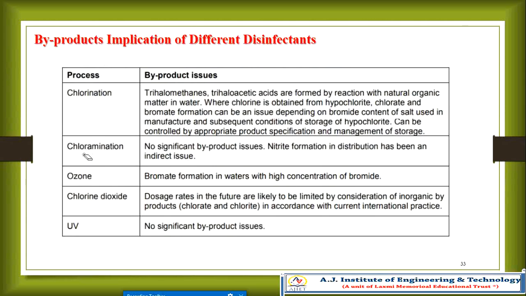Chloramination has no significant byproduct issues, and nitrate formation in the distribution system is an indirect issue. Actually, with chlorination you are not getting much byproduct, though pre-chlorination has more byproducts. And with chloramination, no significant byproduct issues.